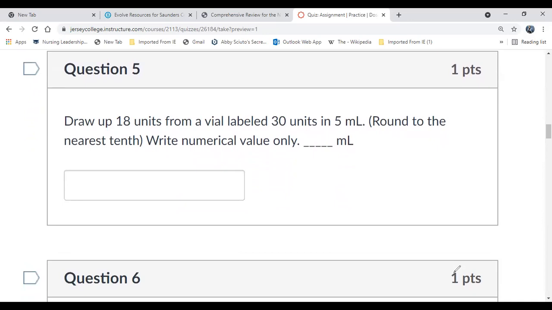Okay, our next question asks us to draw up 18 units from a vial labeled 30 units in 5 mLs. Write the numerical value only in mLs and round it to the nearest 10th. Okay, so draw up means that's our order. So we have 18 units ordered. And what we have on hand is 30 units in 5 mLs. And we're rounding to the nearest 10th.